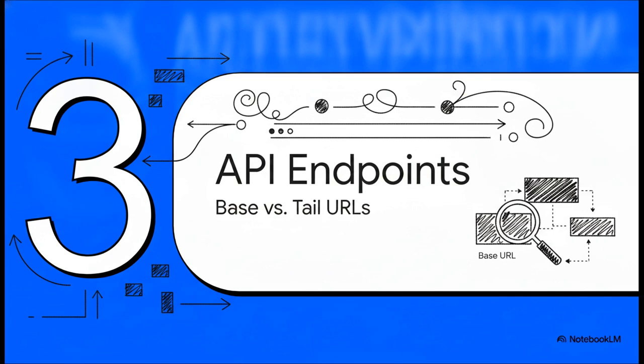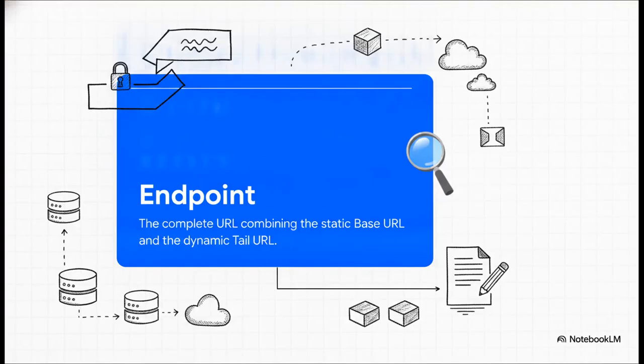All right, Section 3, understanding API endpoints, specifically base URLs versus tail URLs. Now that we can read a URL like a total pro, we need to clarify what an endpoint actually is in the real world. So an endpoint is the full, complete URL that you hit to make something happen. But it's actually made of two distinct parts.